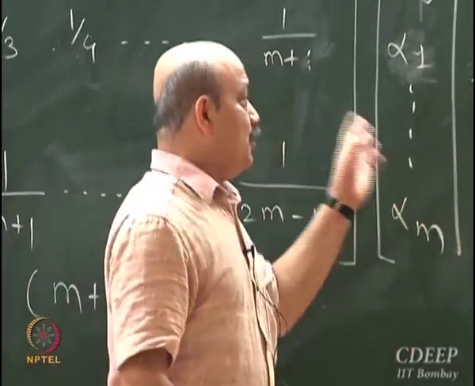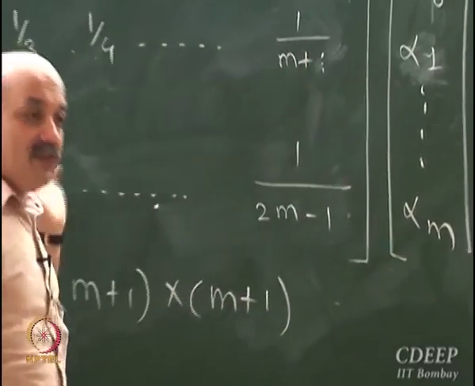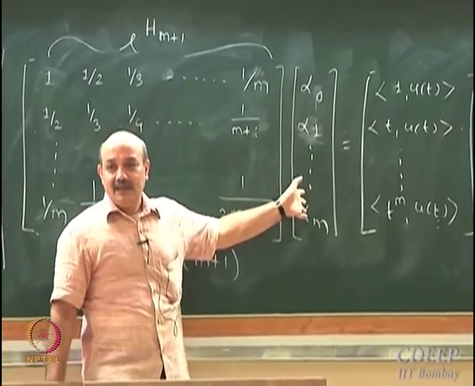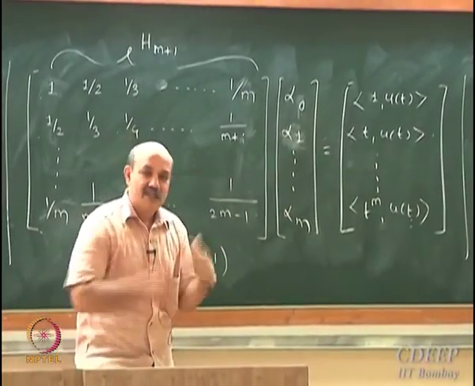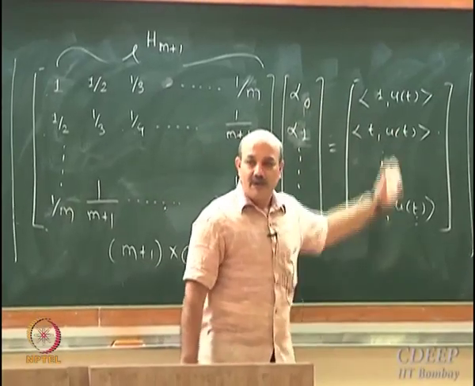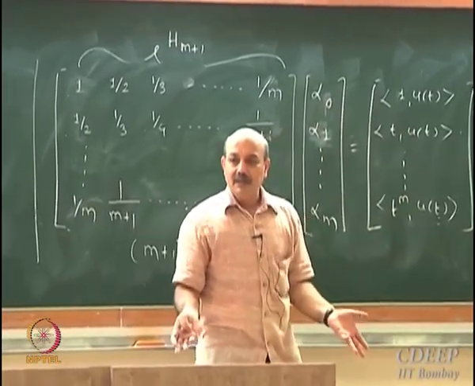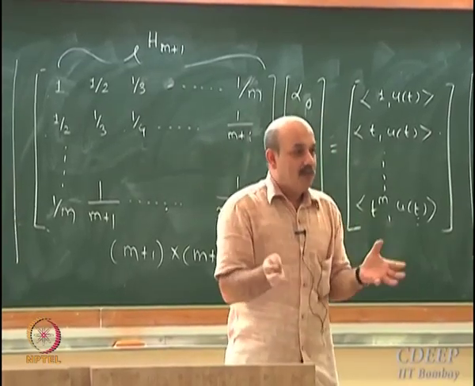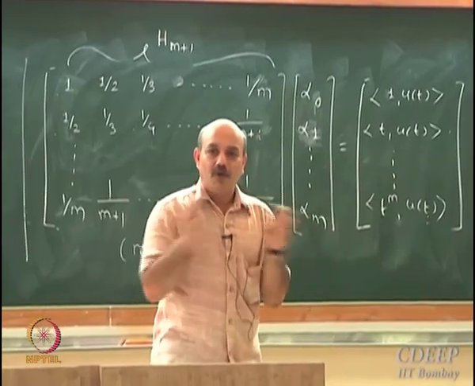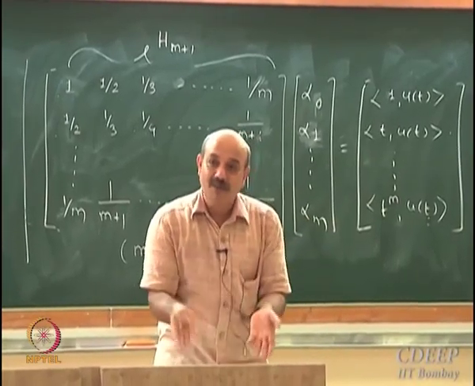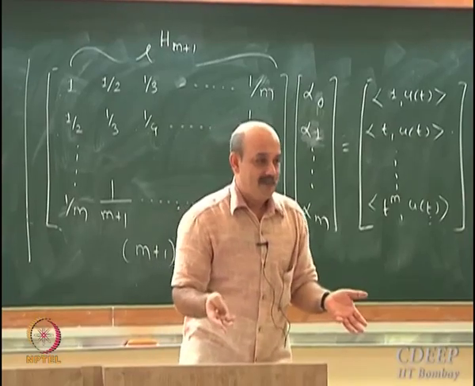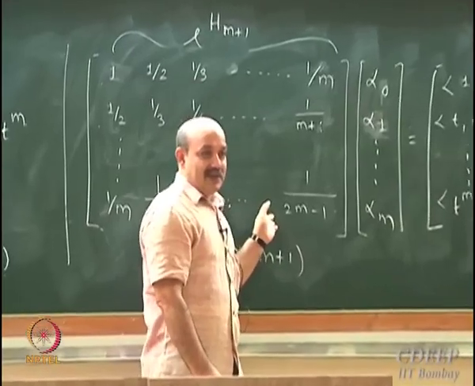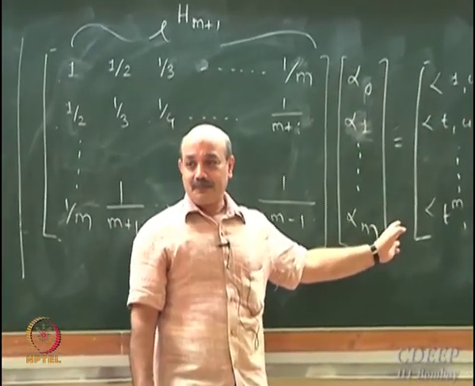Now, to get alpha 1 to alpha m, I need to invert this matrix. But if this matrix is highly ill-conditioned, the inverse is unreliable. If the inverse is unreliable, the alpha 1 to alpha m calculated are unreliable. And then you are fitting a wrong polynomial, not because your formulation is wrong, but because you just cannot compute properly. There is no way of computing. You are stuck because this is an ill-conditioned problem.